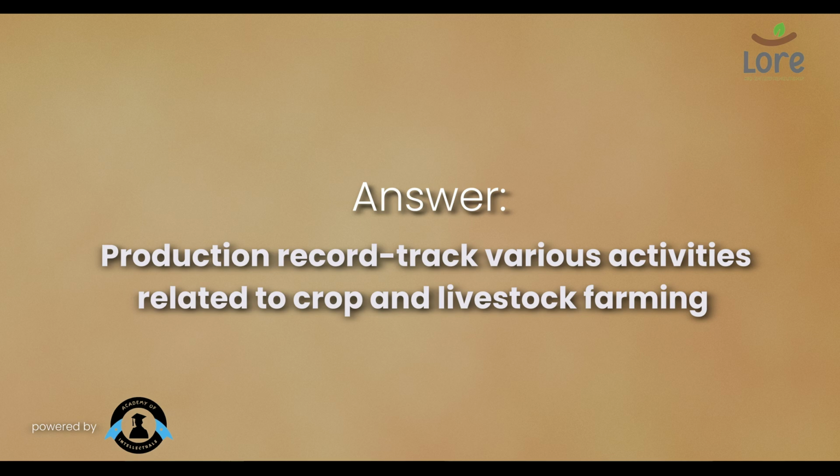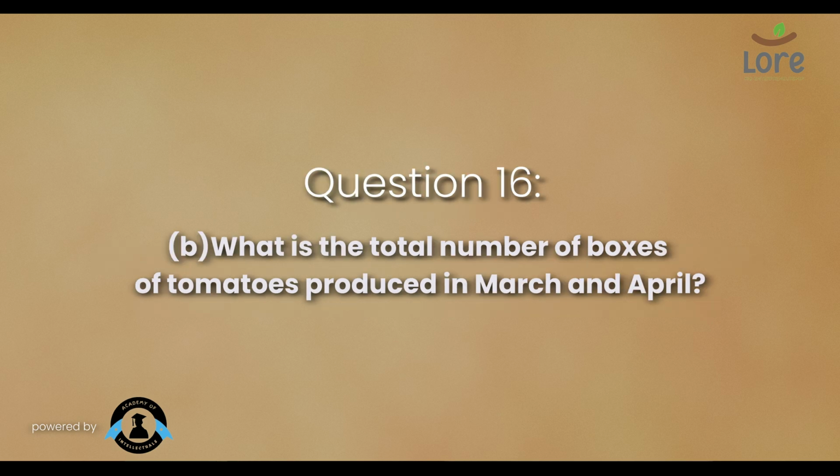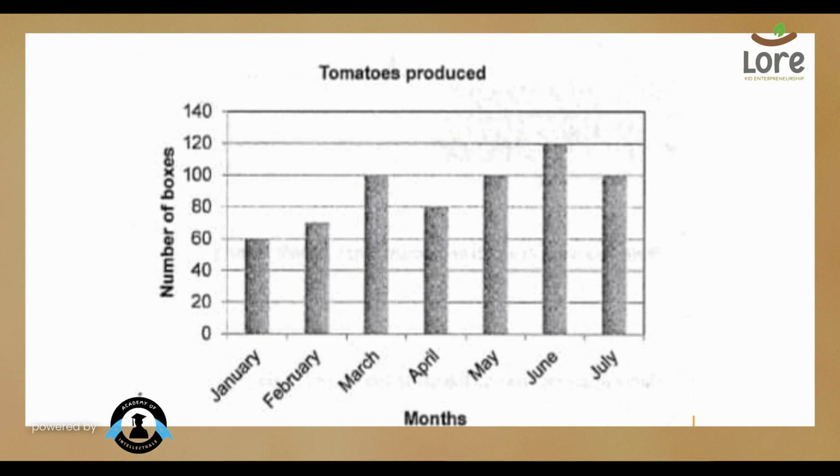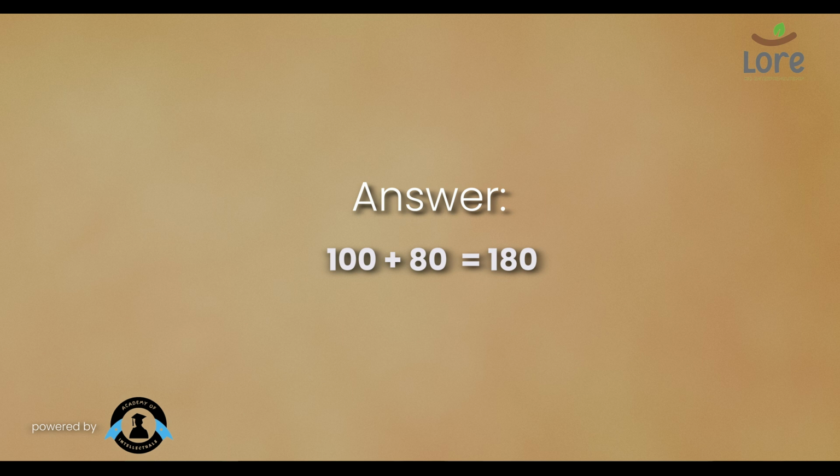Question B is saying, what is the total number of boxes of tomato produced in March and April? We add the boxes of tomato produced in both March and April. The boxes of tomato that were produced in March is 100 and produced in April is 80. So 100 plus 80, the answer is 180. That's how you earn your 1 mark.